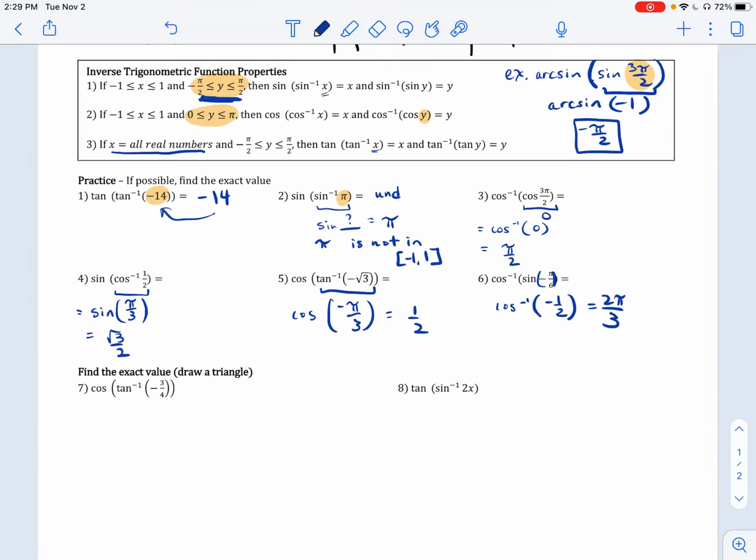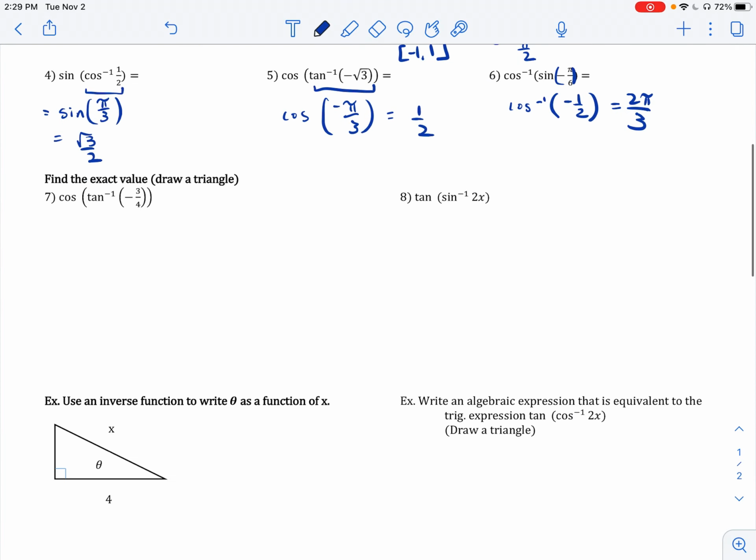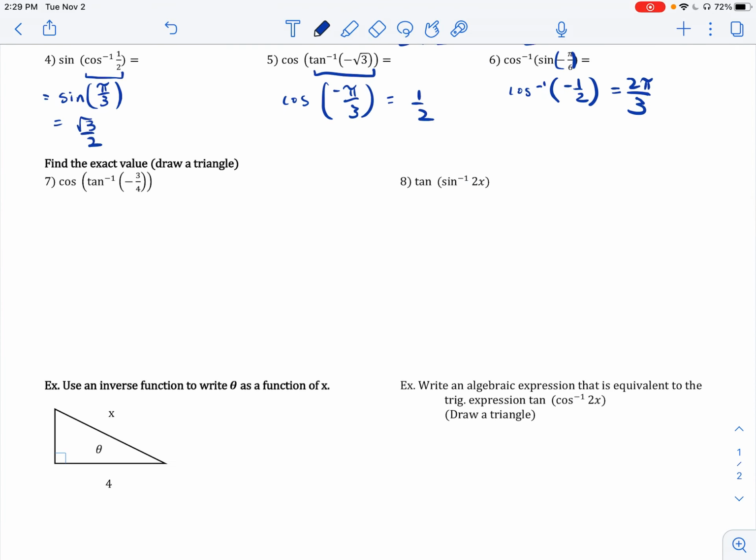All right, let's try some other problems now involving inverse trig functions and their compositions. For number 7 here, let's actually draw a triangle to find the exact value of this. Because if you're looking at arctangent of -3/4, you might be tempted to ask yourself, what angle, when I evaluate the tangent of it, would give me -3/4? And this is not a ratio that I am accustomed to getting out of any angle within our unit circle.